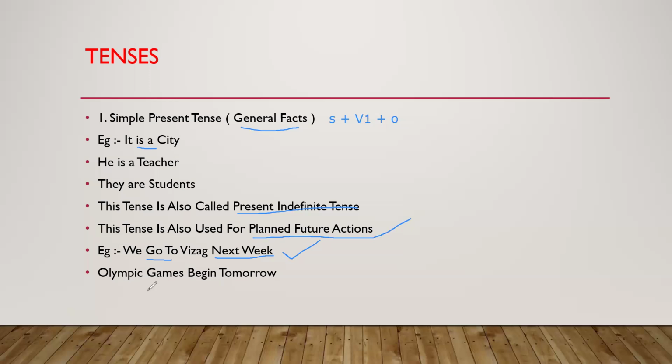If there is any planning for future actions, it will be considered as simple present only. Olympic Games begin tomorrow. This is also a simple present. If there is any keyword like tomorrow, but it is a planned future action, we will consider it as simple present tense only. These are the rare cases. These are the miscellaneous problems which we use in simple present: one is general fact, one is planned future action. Simple present is also called present indefinite tense.